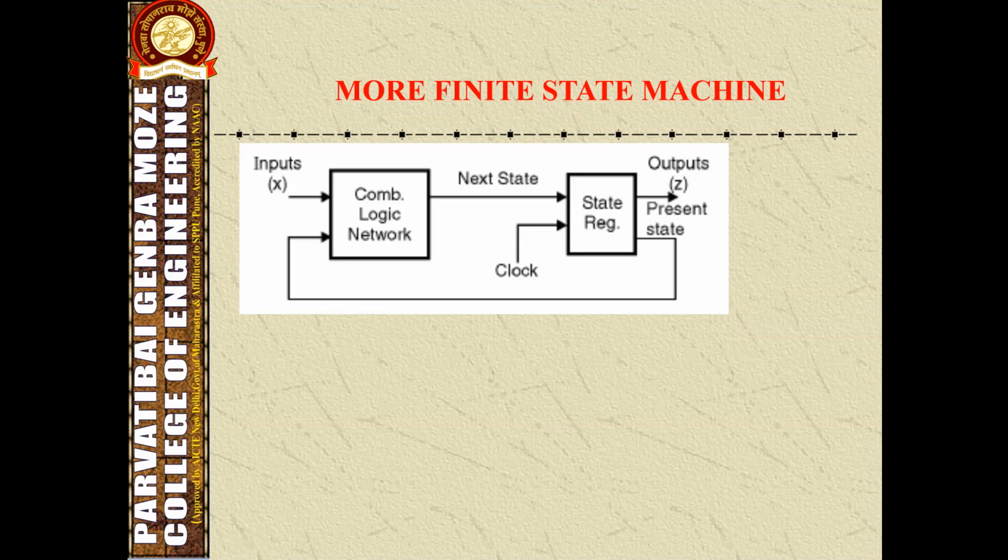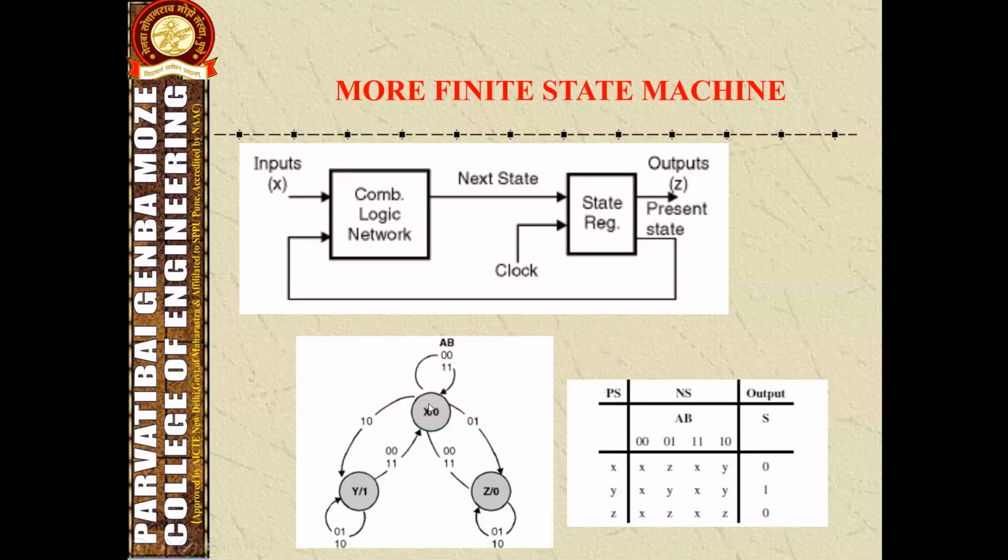Let's see the Moore finite state machine. Here the figure shows the Moore finite state machine, which is a sequential network. The output is a function of only the present state. In the Moore finite state machine, the output is associated with the state, as shown in this figure.